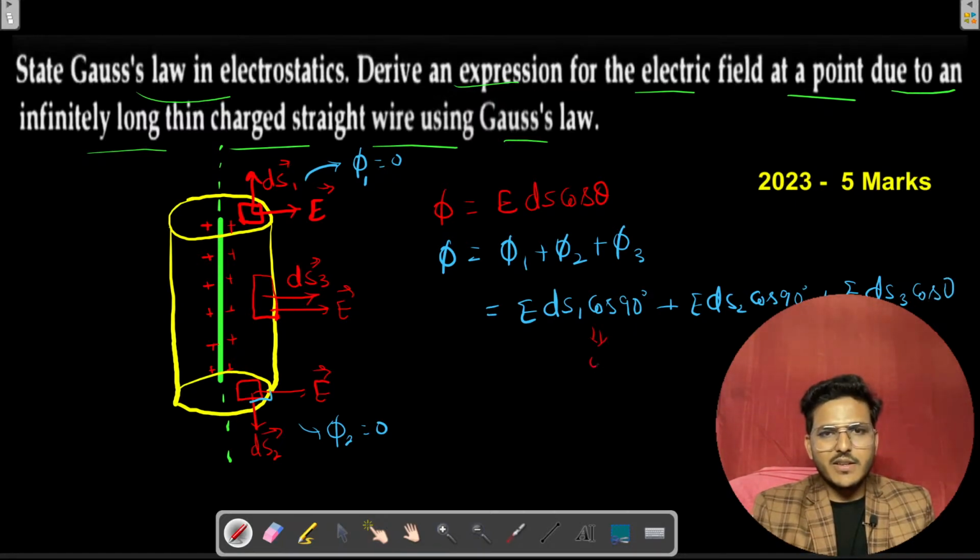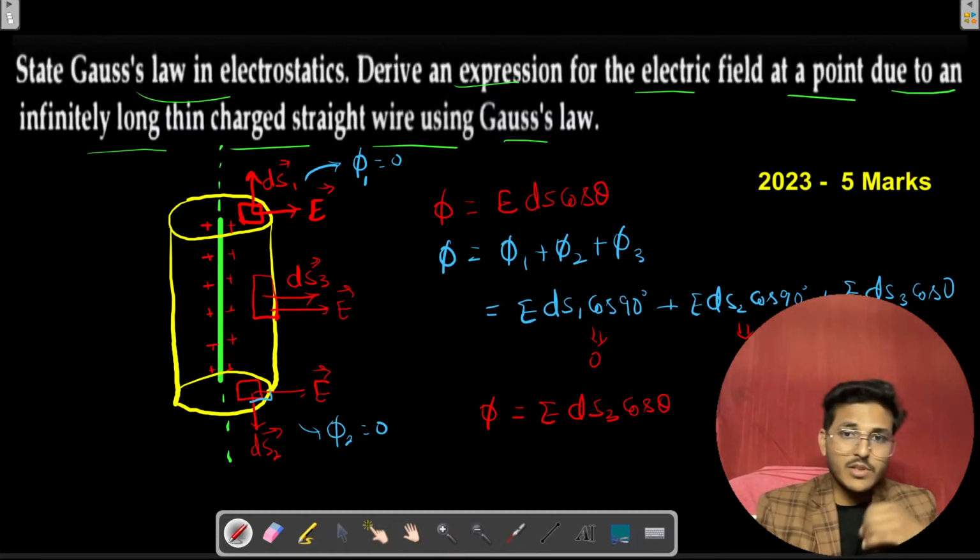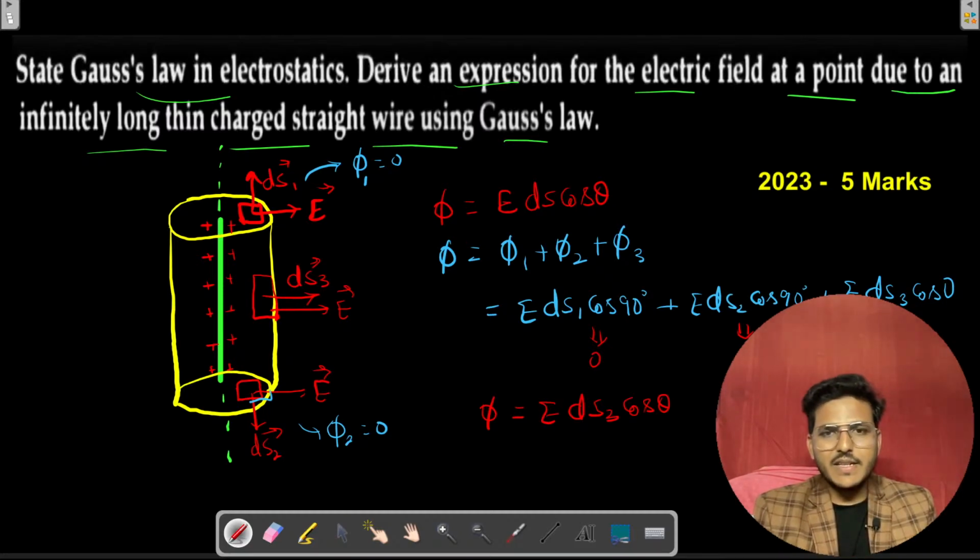So this will be 0, this will be 0. So phi is equal to E ds3 cos theta. As we all know, what is the lateral surface area of a cylinder? ds3. If I am integrating this, what is the value of ds3? ds3 is basically 2 pi rl. 2 pi rl. So integrating both sides, phi is equal to E 2 pi rl.